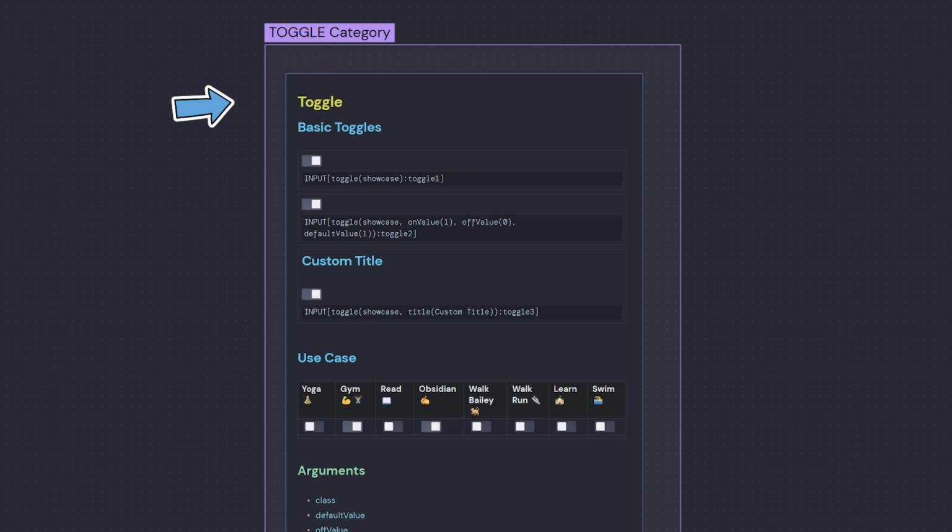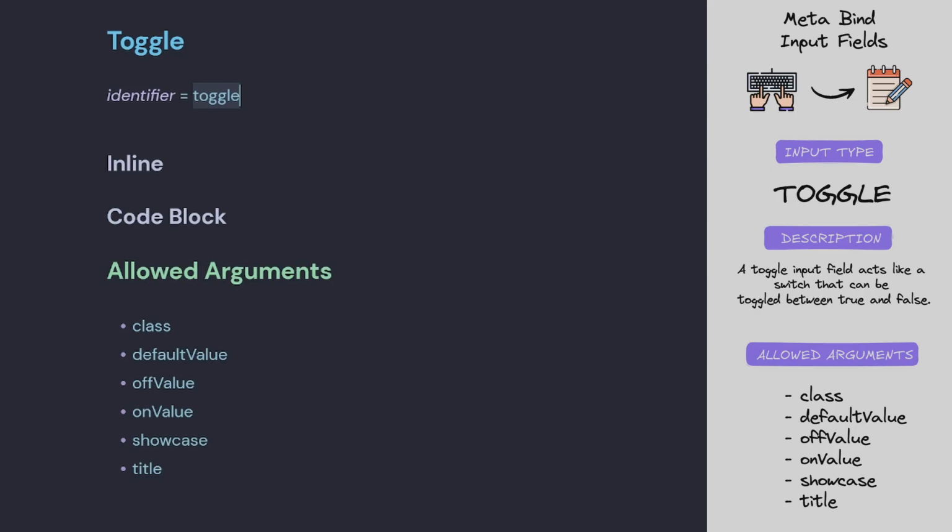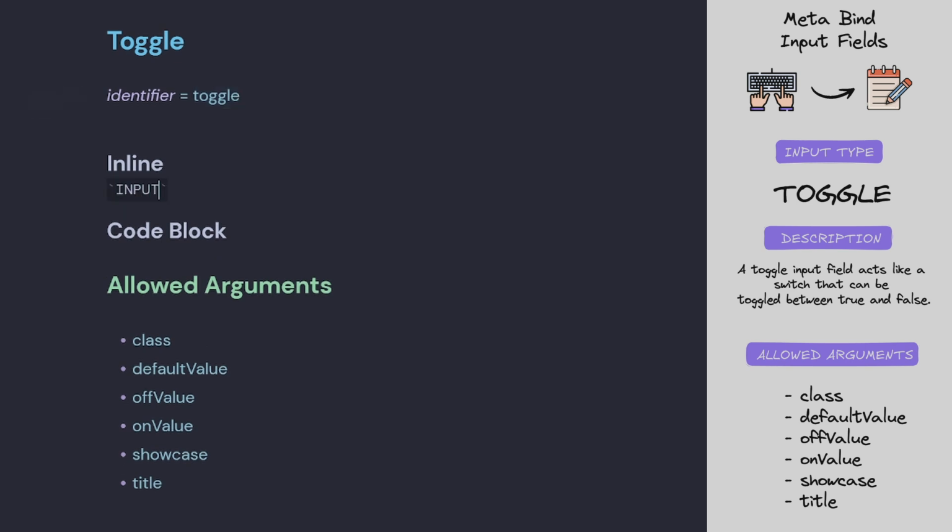Toggle input field. Our last category is the toggle category. In this category, we will cover a basic toggle as well as a custom toggle. So the identifier is toggle and it's supported by inline and code block. So we'll start with our inline. So we have our input toggle.